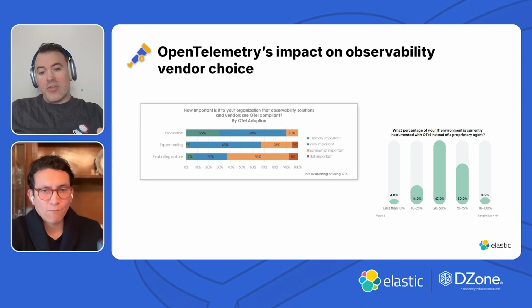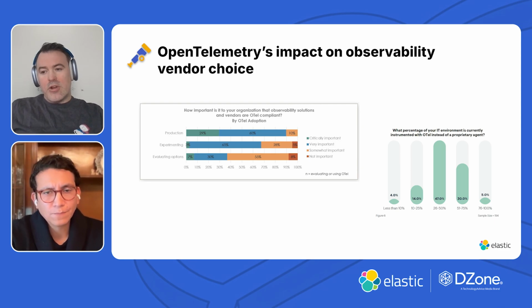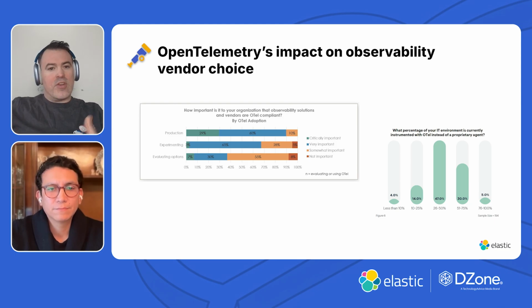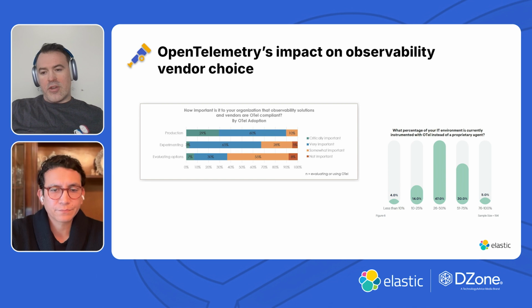And when I talk to customers, that is something that comes up regularly. They say, at the end of the day, if I'm going to do a migration here, I don't want to use proprietary vendor agents anymore. I want to have something that stands the test of time. You're future-proofing your observability architecture, right?